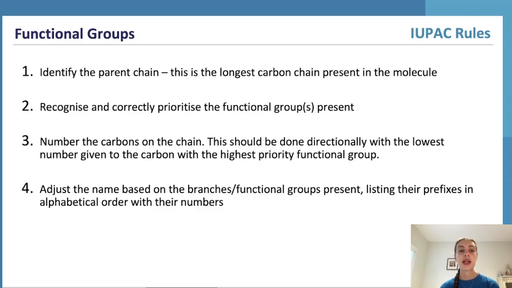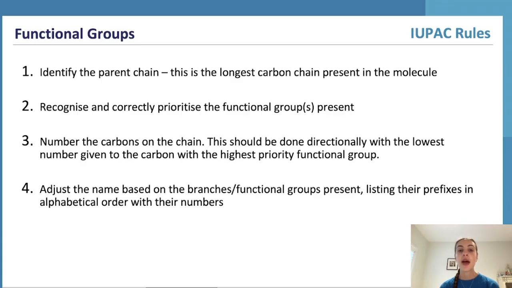The second step is that you need to recognize and correctly prioritize what the functional groups are that are present. So we'll look more into the prioritizing a bit later, but recognizing what the functional groups are that are present is very important. So that's looking along the molecule and identifying, do we have a hydroxyl group, or do we have a carboxyl group, or a carbonyl group, or is there nitrogen in this molecule also coupled with a carbonyl group, which may make it an amide as opposed to an amine.